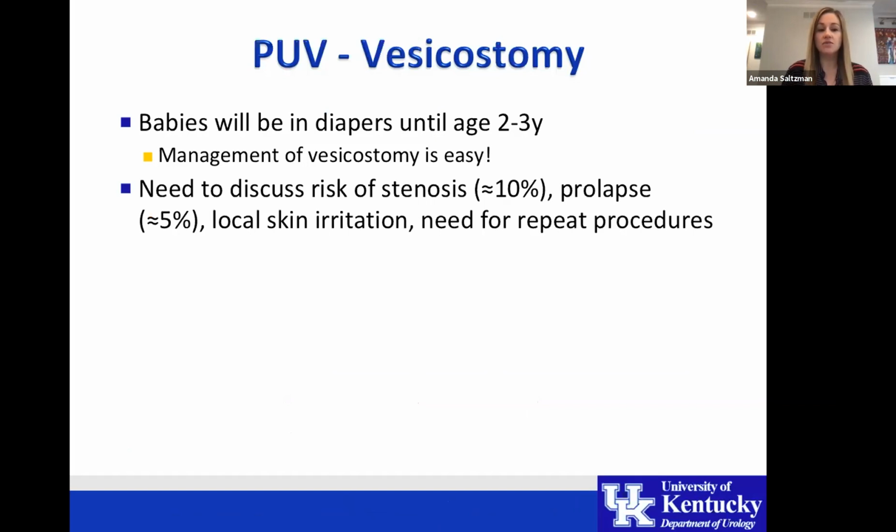You do need to discuss the risk of stenosis, which is around 10%. Prolapse, which is about 5%. I have a baby that I did a vesicostomy on with prolapse right now. And then also local skin irritation and the need for repeat procedures. If you're going to undivert the patient, you definitely have signed them up for another operation.